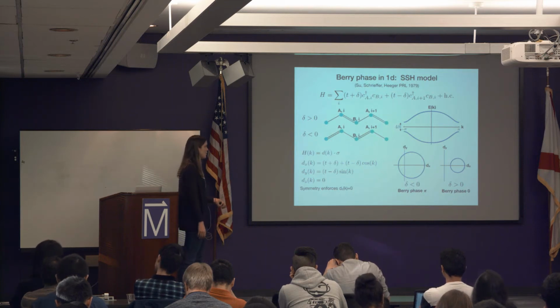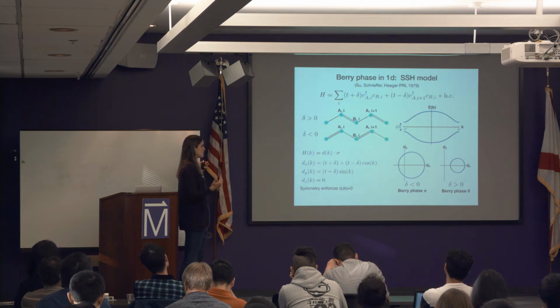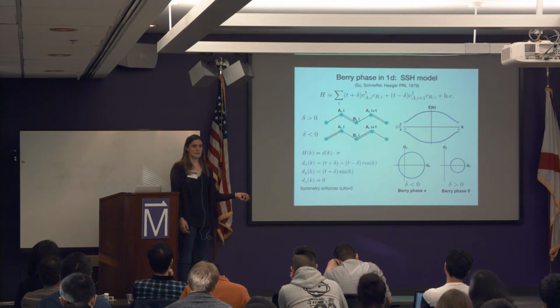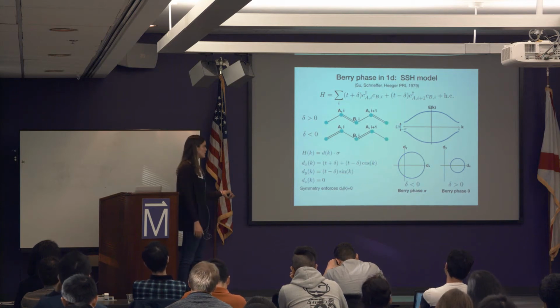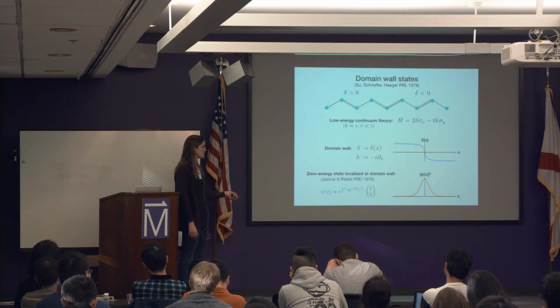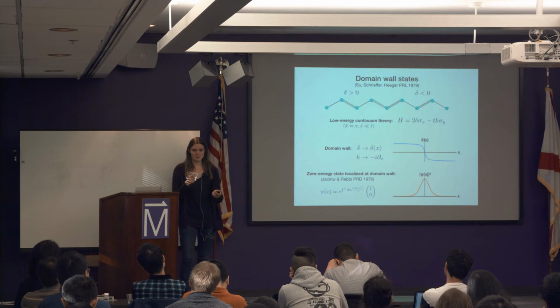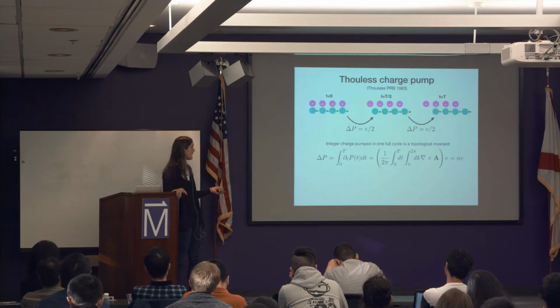Okay, good. So the main takeaway of this is that we have the SSH model in 1D. Berry phase turns out to be a good topological invariant as long as we have the symmetry constraint. Sitting between these two states, we see this bulk edge correspondence. There's a state at the interface.